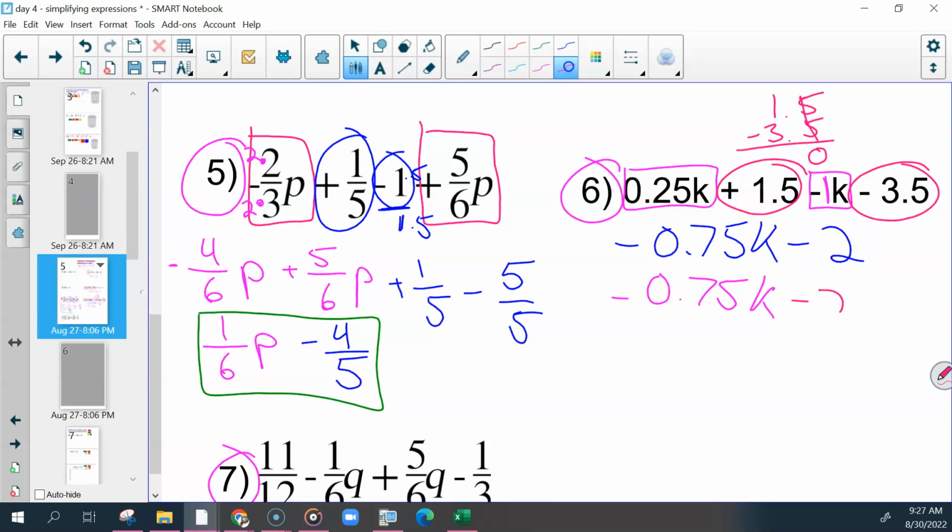It'd be negative. I don't know why I started with that. So you can double check yourself with your calculator.